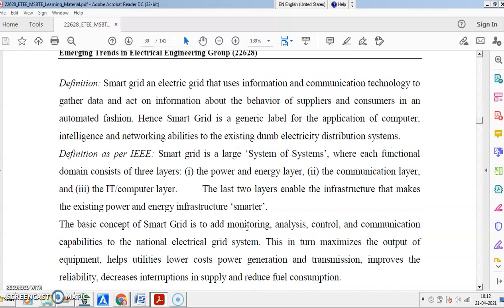The IEEE definition is universally accepted. A smart grid is a generic label for the application of computer intelligence and networking abilities to the existing dumb electric distribution system. Earlier we had the dumb electric distribution system, but with these two additional layers the system is smart, so we call it a smart grid.